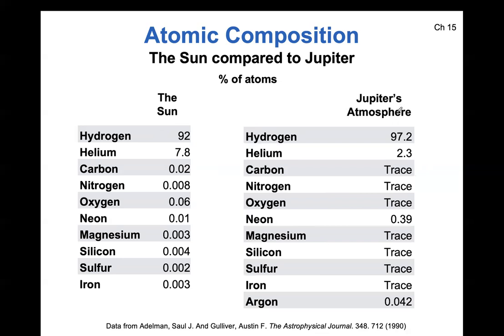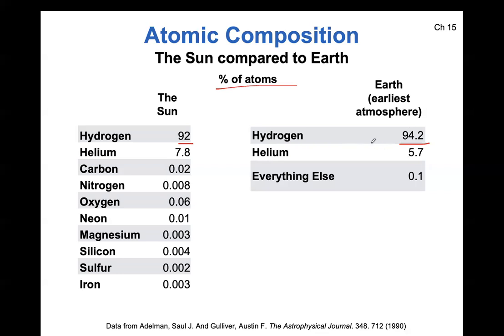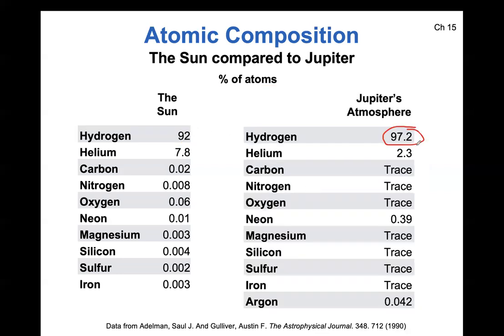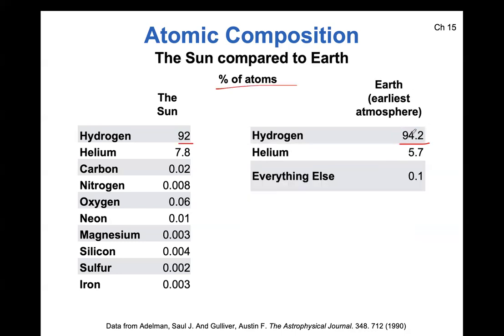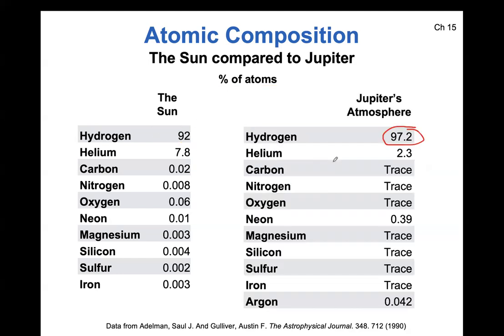Compare that to the current atmosphere of Jupiter, and we see that same trend continue. We see Jupiter has more hydrogen, even more hydrogen than the earliest atmosphere. So in terms of comparisons, Jupiter's atmosphere, the most hydrogen. Early atmosphere, less, but still more than the current amount of hydrogen in the sun. So why is that? Well, Jupiter doesn't burn hydrogen. Jupiter's not a star. Instead, Jupiter's a gas giant.